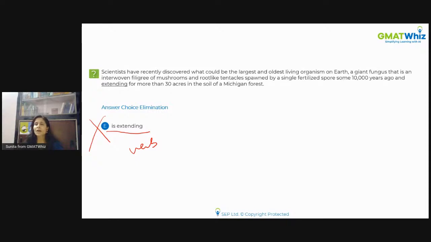So Kanishka is asking a very important question. How do we really understand that the modifier doesn't reach the giant fungus, but modifies only filigree? Now, one thing is that a modifier does not leap over a verb to modify something else, all right? So there is a verb after that. So the modifier is not going to jump over the is and modify something beyond that is. A modifier can sometimes jump a small modifier, but it won't jump a verb.